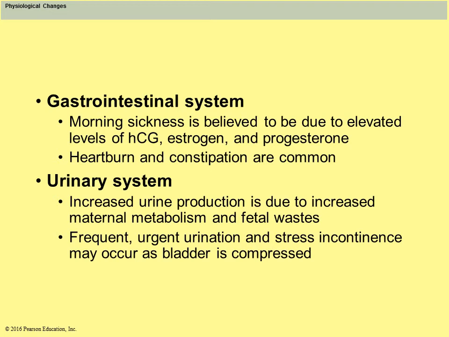Because the developing fetus is producing waste and the mother has increased metabolism to provide more nutrients for the developing fetus, she also has increased waste, so this increases urine production. Frequent urination may occur, especially later in the pregnancy, as remember the uterus is on top of the urinary bladder. So as the developing fetus is getting larger in size and the uterus is increasing in size to accommodate the fetus, that's all pressing down on the bladder.